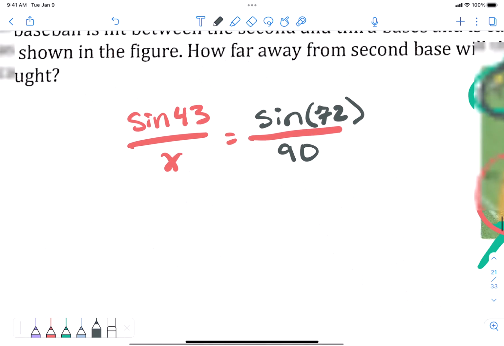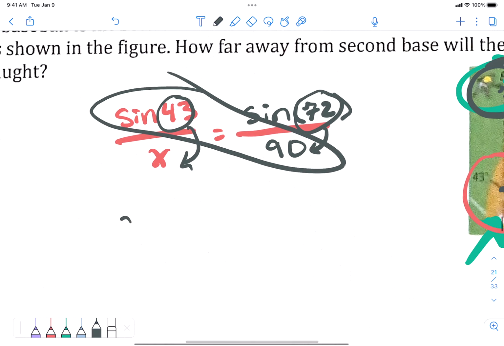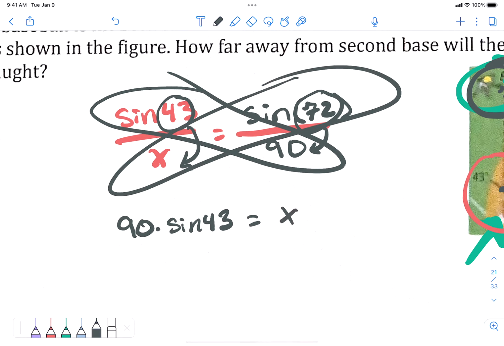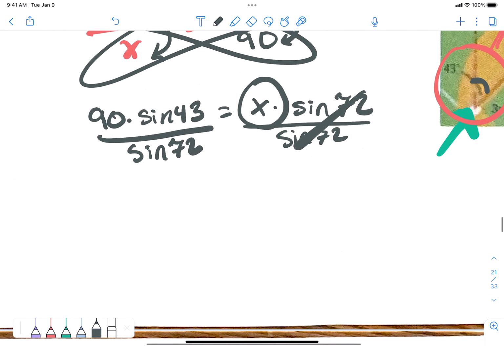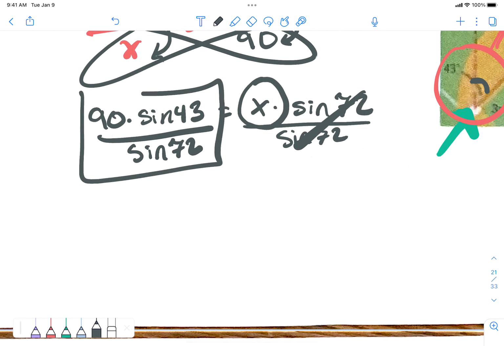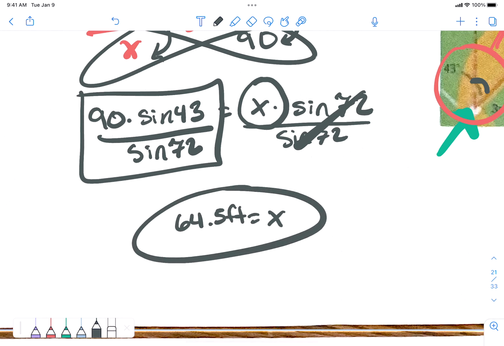Okay, so let's cross multiply and divide. We have this multiplied together, so 90 times sine of 43 is equal to x times sine of 72. And we divide by sine 72. We don't have to do the inverse because we're not solving for an angle, so here is x. It's equal to this junk right here, and we just plug it in and solve. 64.5, I think it's in feet. 64.5 feet is how long we caught it from second base. Okay? Good? Happy with that?